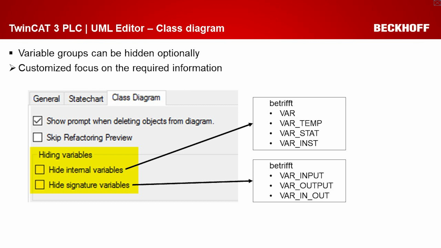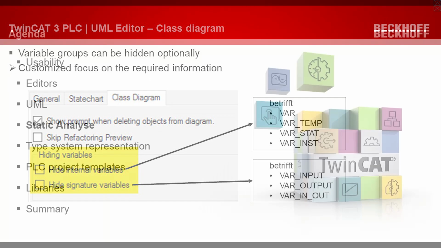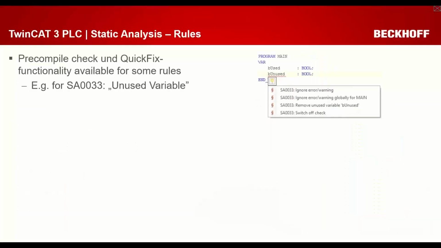And as you can see here, specific variable groups can also be hidden optionally in the class diagram. So here you can see that you can create a class diagram really specified with a customized focus, only showing the required information. On the static analysis side, we also have quite some updates available.